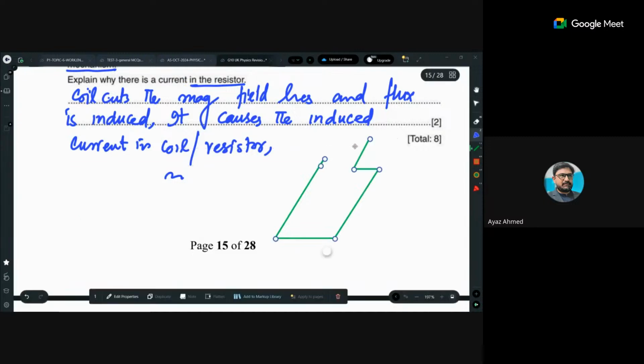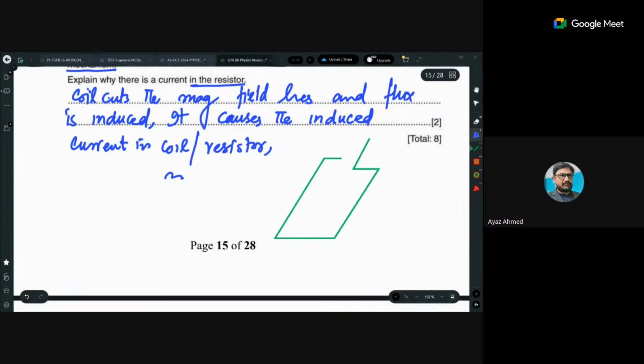Now this is a coil, and this coil is rotated. What have we done to this coil? It is rotated. So when you rotate the coil, actually you are applying an external force. You are going to rotate it by an external mechanism. External mechanism can be a handle, anything.